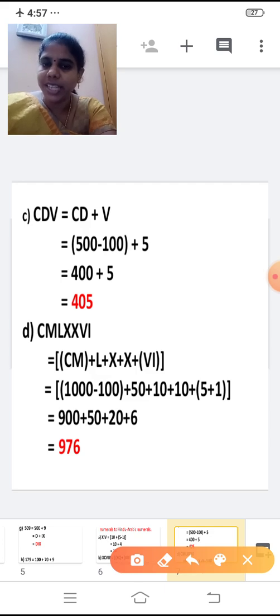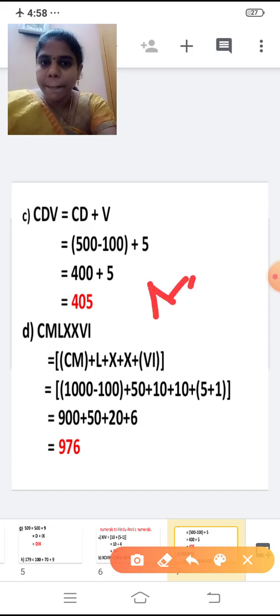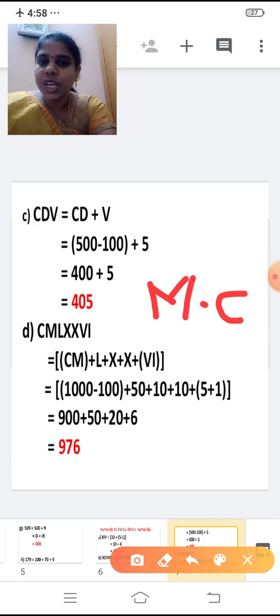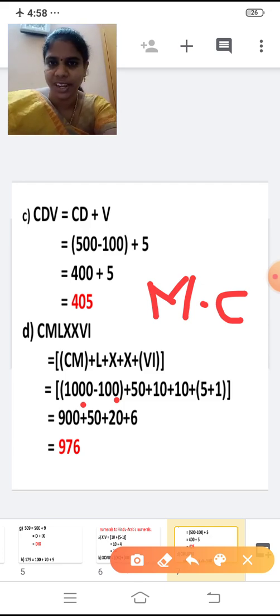LX plus VI. Now we are going to see the value of CM. Now if the smaller one is placed before the larger one, what you have to do? You are going to subtract the smaller one from the larger one, right? Which is the larger one? M minus smaller one C. So M minus C. So what is the value of M? 1000 minus, what is the value of C? 100. 1000 minus 100 plus L. What is the value of L? Yes, 50 plus X. What is the value of X?